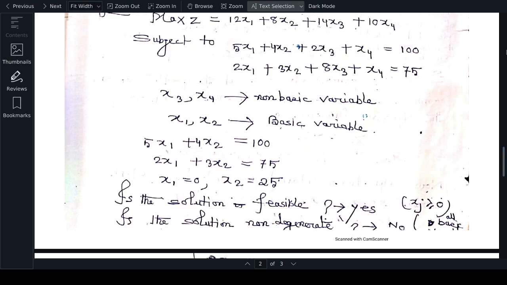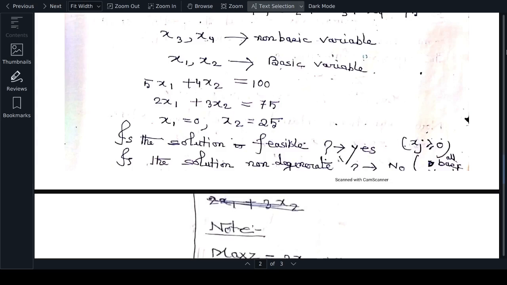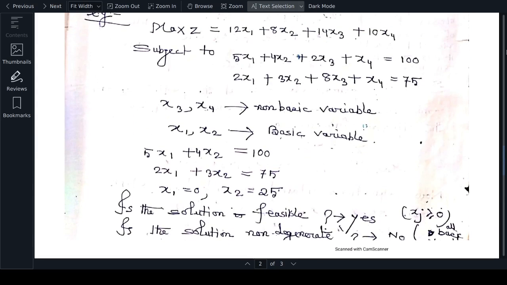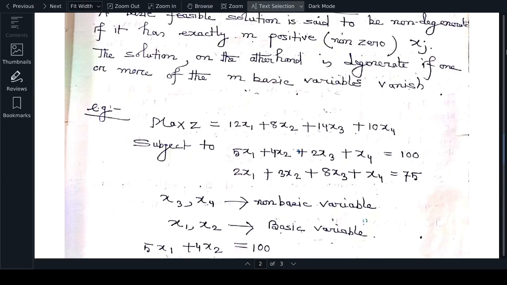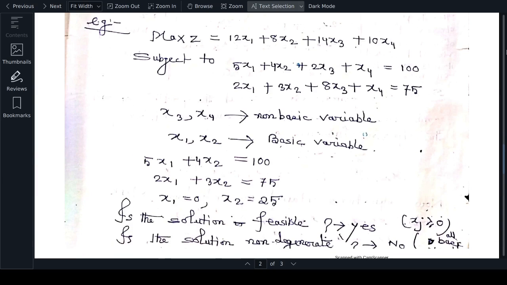If x3 and x4 are non-basic, then x1 and x2 are our basic variables. Then from the basic variables we consider all these: degenerate, non-degenerate, basic feasible solution. All came from the basic variables, not from the non-basic. Clear? Yes, sir.